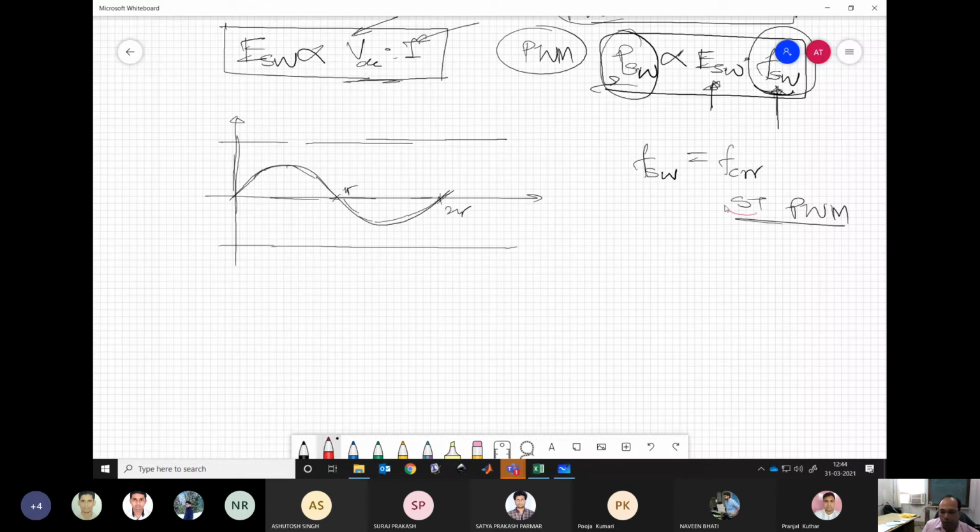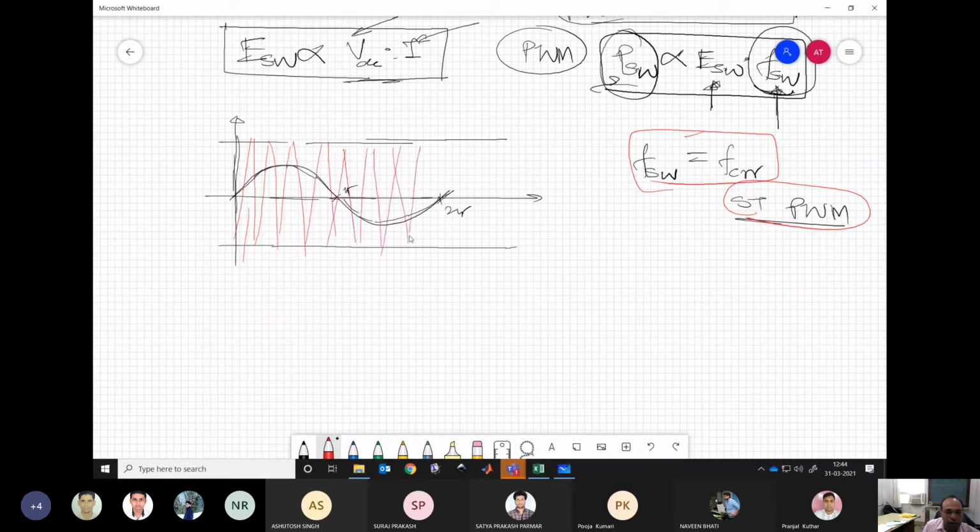Is this true? Yes, sir. This is true because we know that at every point our carrier is crossing our modulating signal. There is not a single instance when this comparison is not happening.